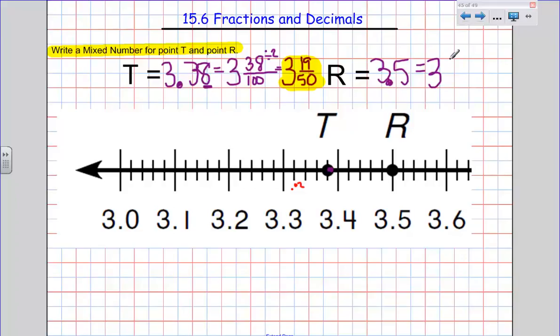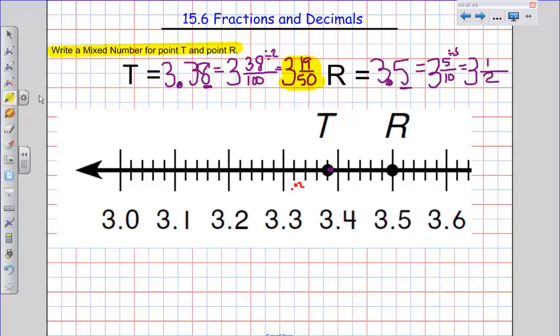So I have a 5 in the tenths place. So what's my denominator going to be? Well, it's going to be out of 10 because it's in the tenths place. Is 5/10 in simplest form? Sure isn't. 5 is the greatest common factor, so I'm going to divide by 5. I'm going to get 1. 10 divided by 5 is 2.